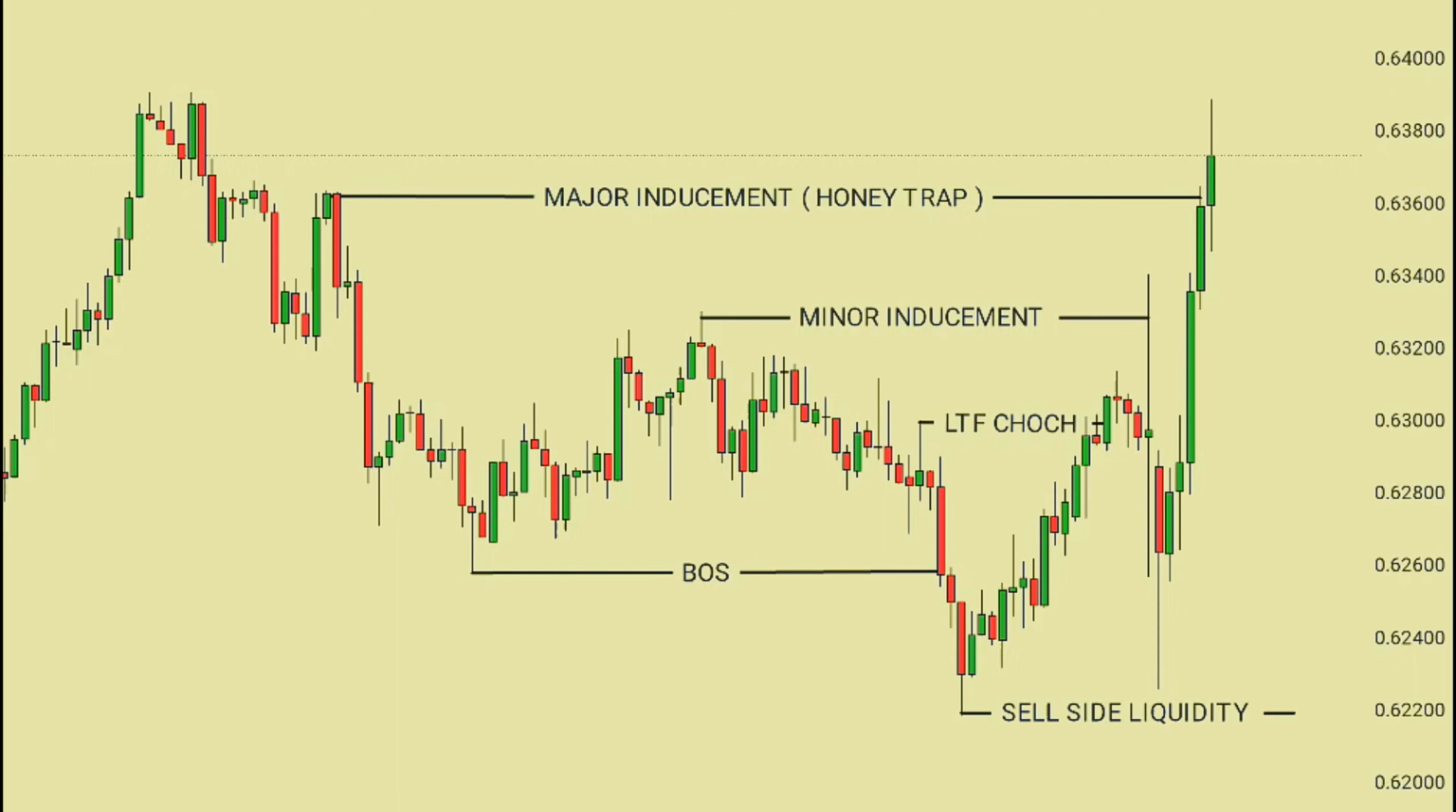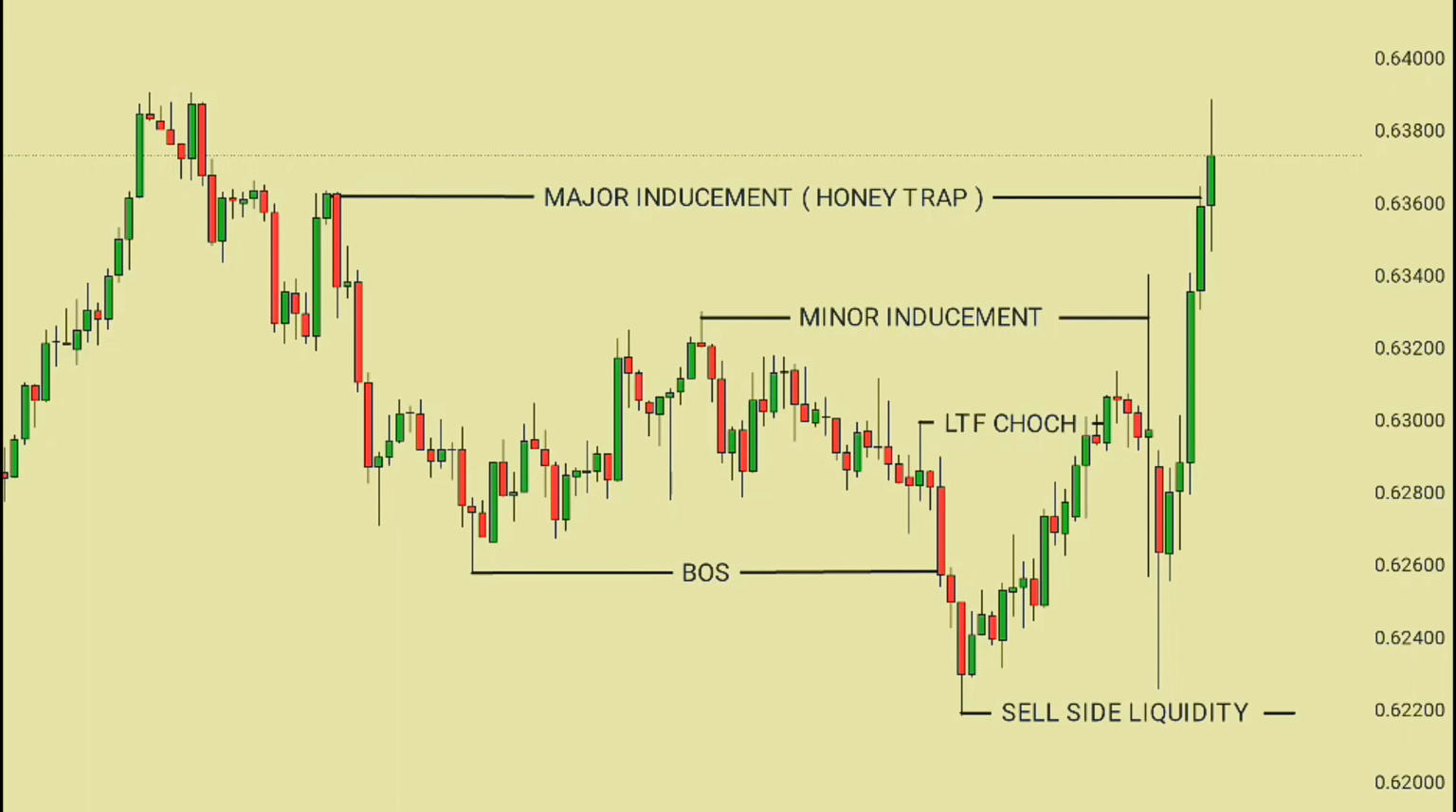Everything was designed to make traders believe this was the right place to sell. But instead of dropping, the market moved higher, took out the stop losses, and collected that liquidity. Because the real institutional supply zone was actually sitting above this entire area.